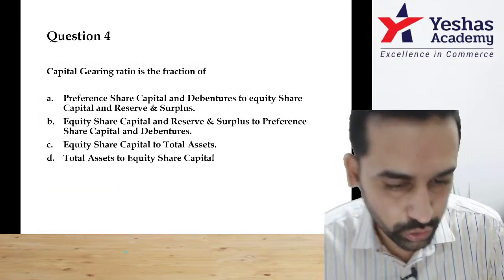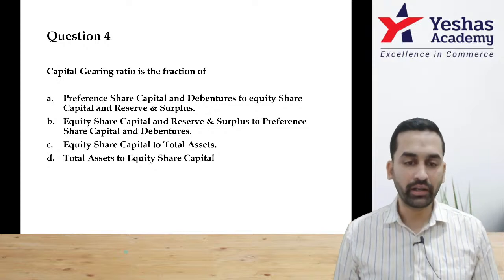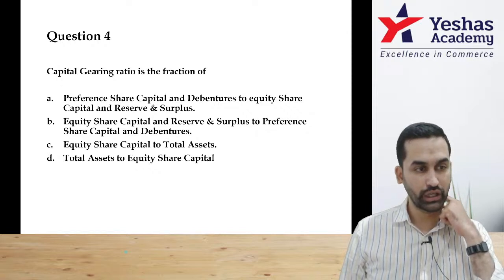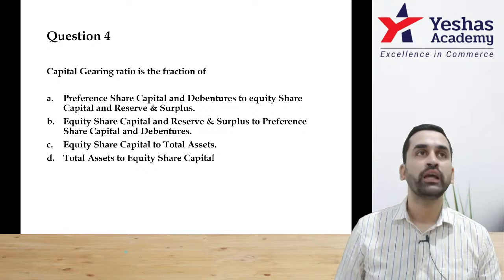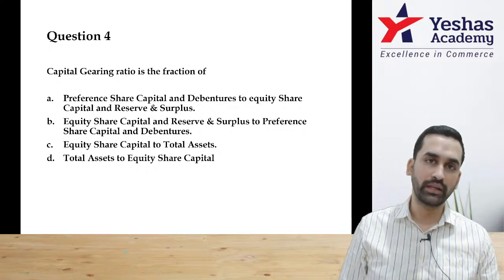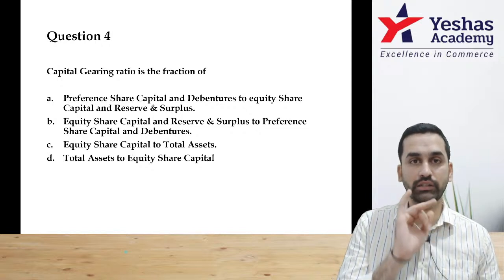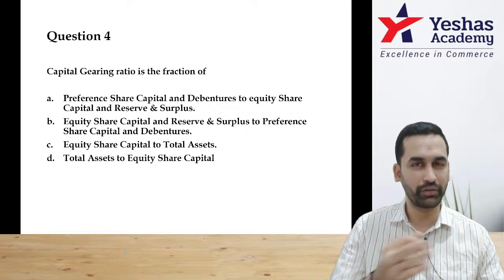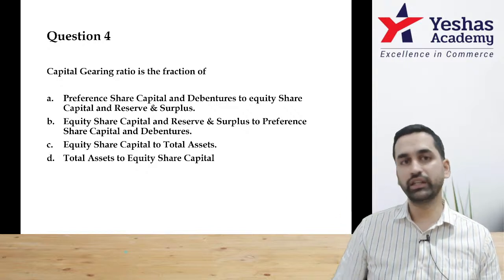All right. Question number 4. Capital gearing ratio is the fraction of dash. First of all, what is the easy way to remember capital gearing ratio? In the numerator, you have debentures, bonds, preference, correct? All of that, preference share capital. Numerator. Denominator, you have equity shareholders fund.